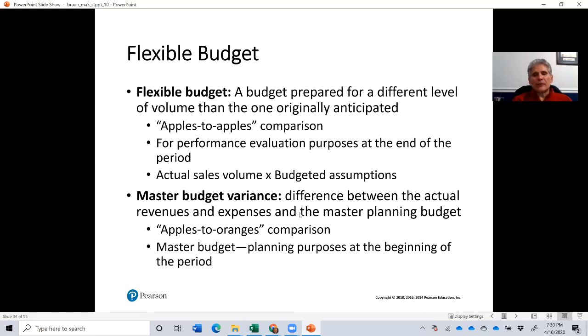So the master budget variance is the difference between the actual revenues and expenses and the master planning budget. Again, a master budget is sometimes referred to as a static budget, meaning we're just comparing numbers that we came up with at the beginning of the year to what we actually came up with. But if the volumes were significantly different, then one could argue that that's not really comparing apples to apples. It's really comparing apples to oranges. The master budget planning purpose is at the beginning of the period.